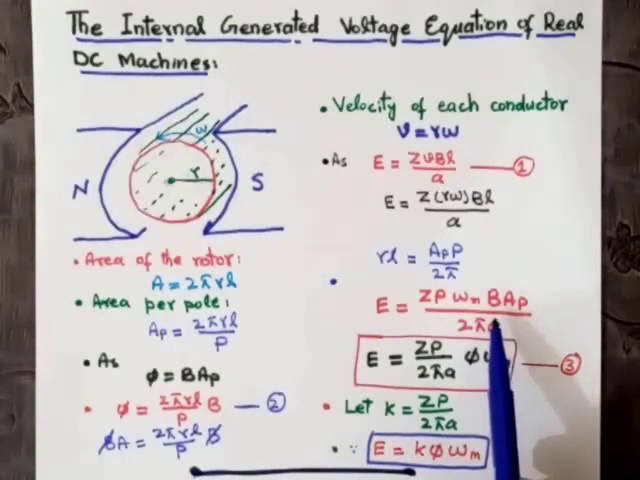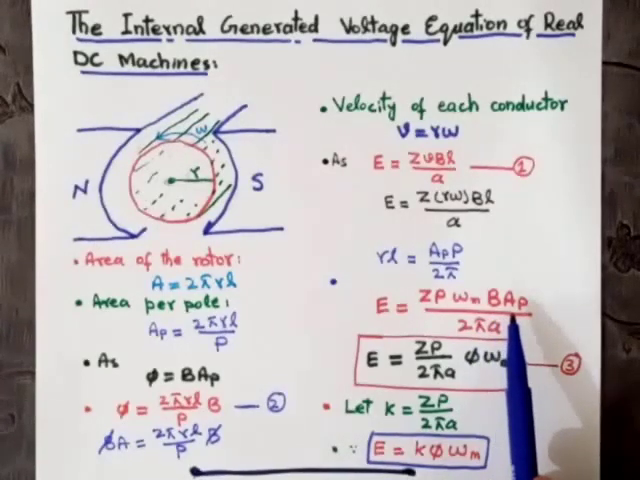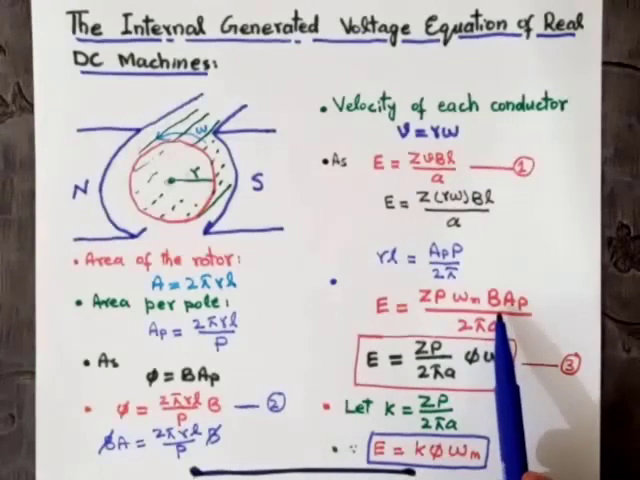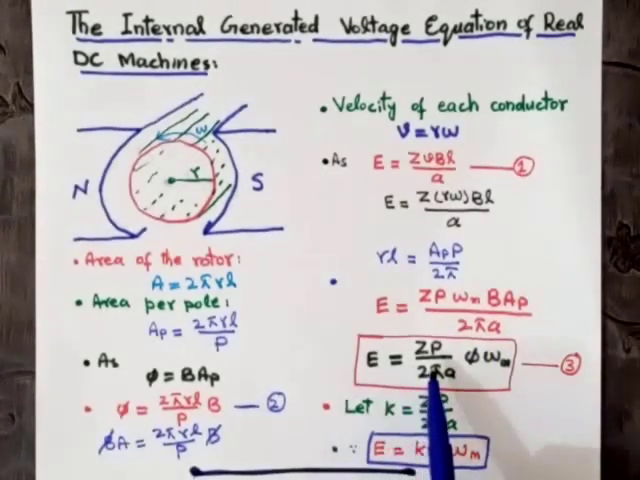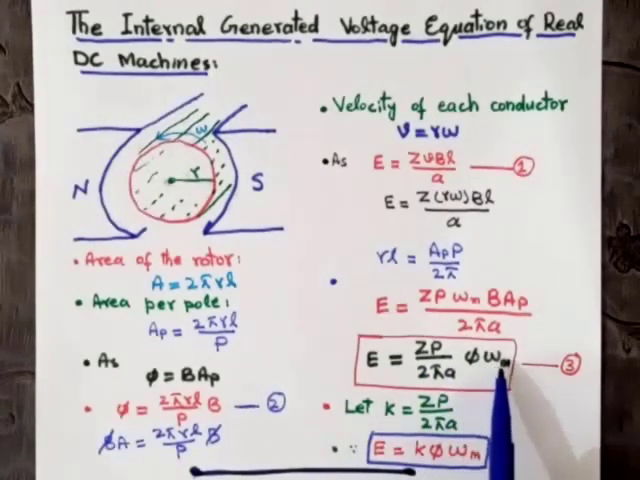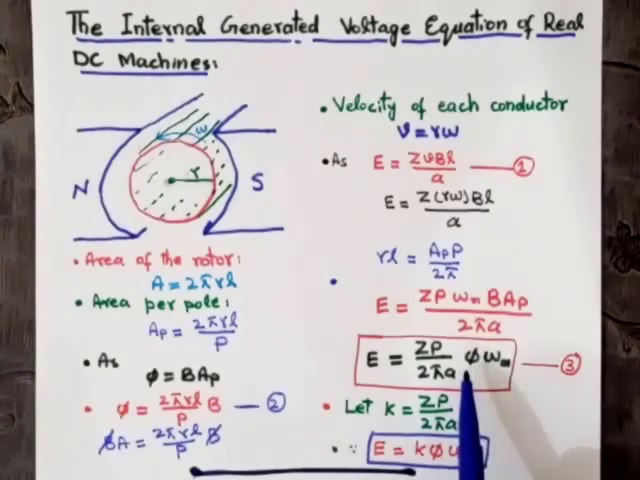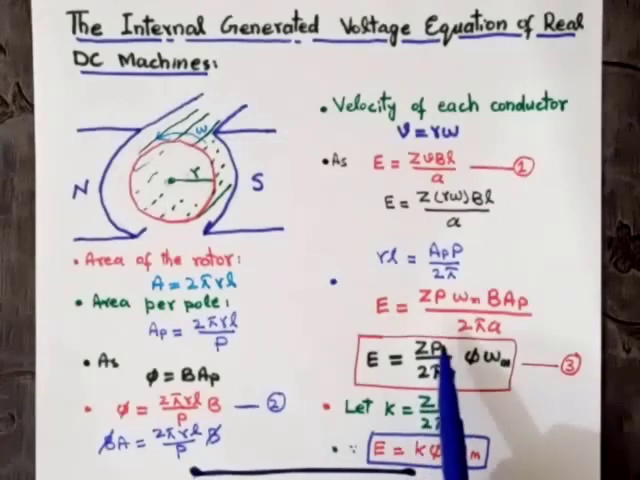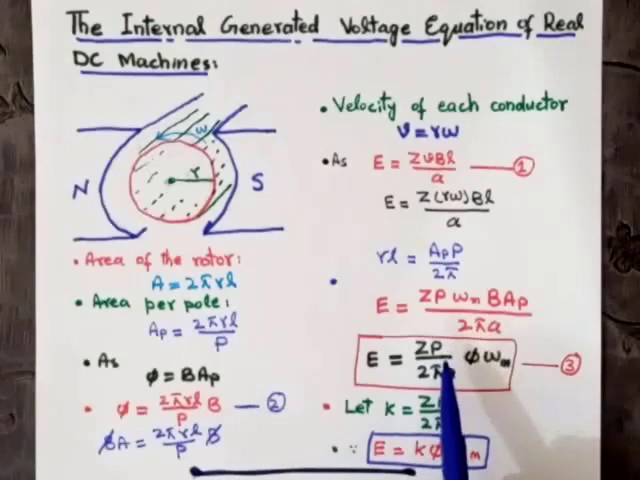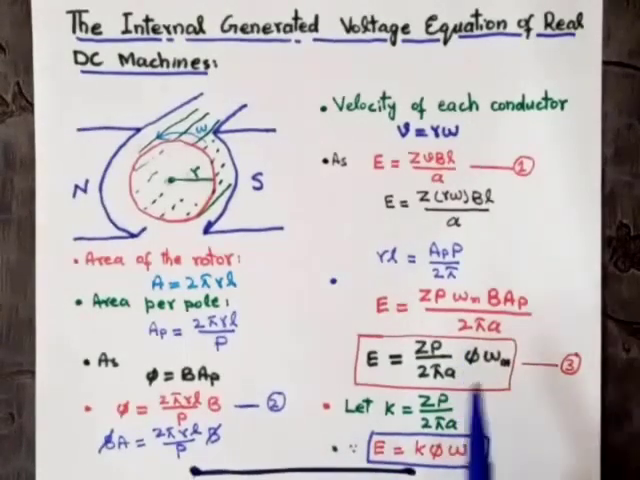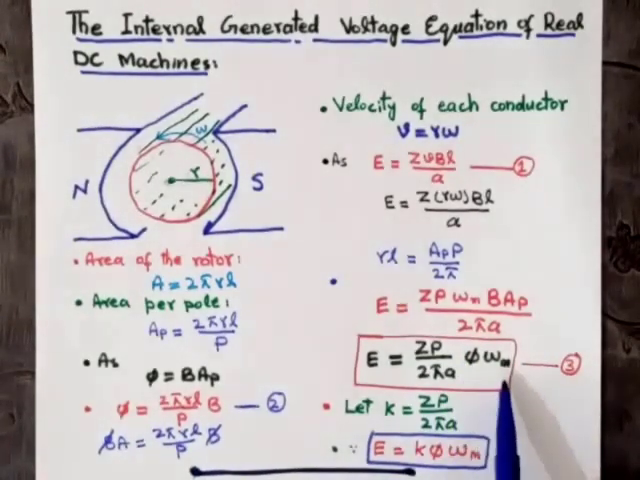As we know, flux is equal to BA. Putting the value of BA is equal to flux in this equation, we get E is equal to ZP over 2 pi A into flux into omega, where omega is the angular speed, phi is the flux, and this factor is the constant factor, where Z is the number of conductors, P is the number of poles, and A is the number of parallel paths.